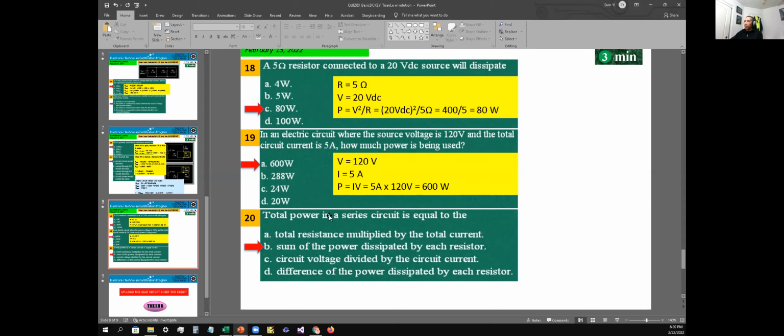Okay. Total power in a series circuit is equal to the sum of the power dissipated by each resistor. So the answer is B, as in Bob, for number 20.